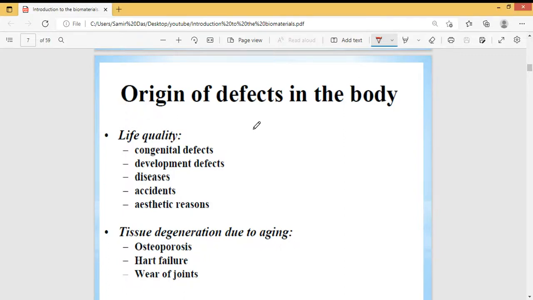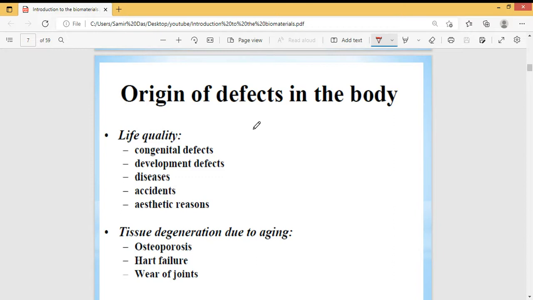So, welcome to Semi-Critic. Previously we have discussed the biomaterial based on host response and the history of the evolution of biomaterials from past to present. Now we will discuss the origin of defect in the body.